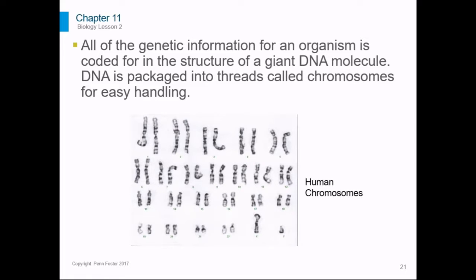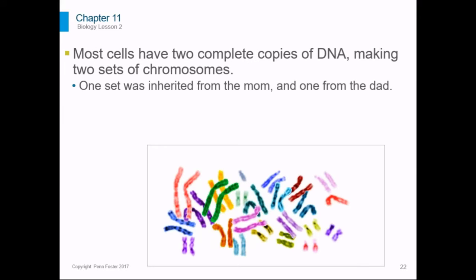And humans have a total of 23 sets of chromosomes, and that's what's pictured here. And they make up the entire DNA of an individual human. In an organism's body, most cells have 2 complete copies of DNA, making 2 complete sets of chromosomes. One set was inherited from the organism's mom and one set from its dad.